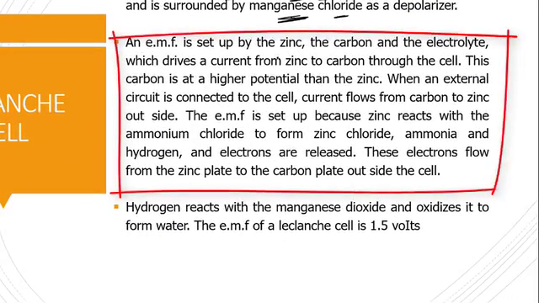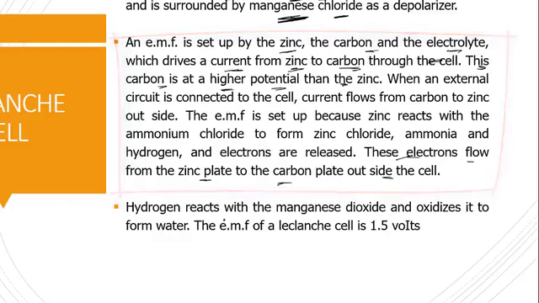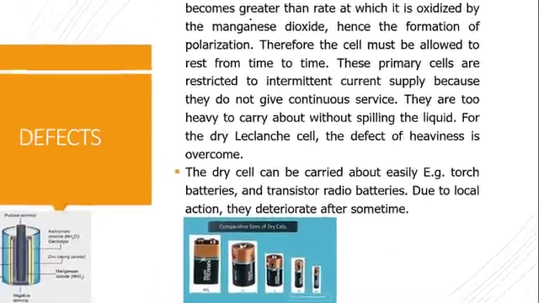So when an EMF in a Leclanche cell is set up by the zinc, the carbon and the electrolyte, current is driven from zinc to carbon through the cell. Remember that the carbon is at a higher potential than the zinc, and this helps electrons to flow from the zinc plate to the carbon plate outside the cell. Normally, the EMF of a Leclanche cell is 1.5 volts.